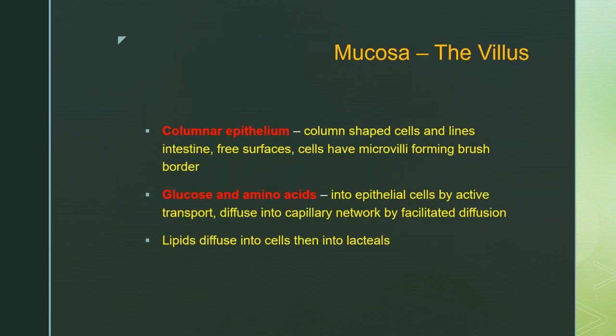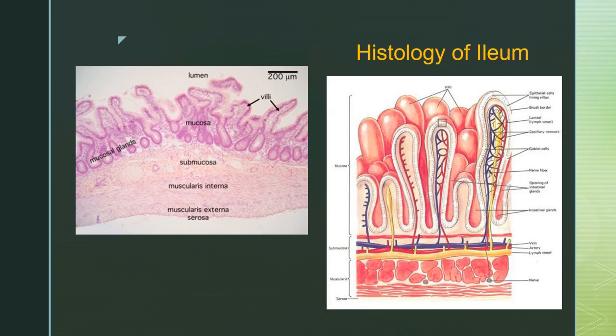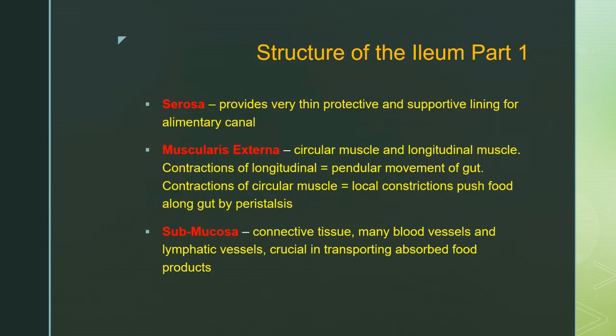Now, your mucosa has different parts to it, so we're going to start talking about the villus, which is just a plural term for villi. Your columnar epithelial cell in your mucosa is a column-shaped cell that lines the intestine with free surfaces. These cells have microvilli which form a brush border. Glucose and amino acids will come into your epithelial cells by active transport, which then diffuse into the capillary network by facilitated diffusion. Lipids, however, will diffuse into the cells and then into lacteals, which go all the way up through the centre, as you see in the diagram. You see lacteal just below brush border up there.